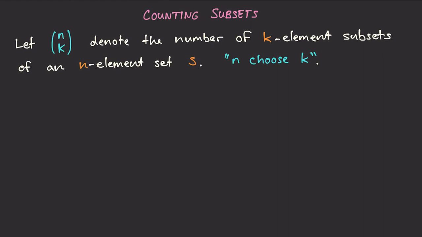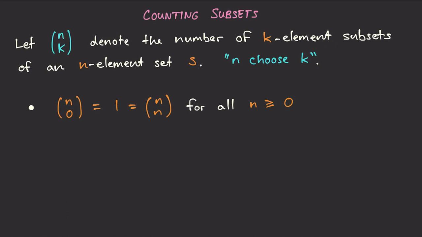Now even if I haven't given you a formula to compute this, it's easy to figure out what it is in certain examples. For instance, for any n at least 0, n choose 0 and n choose n are both going to be equal to 1. That's simply true because if I have an n-element set, it will have exactly one 0-element subset, the empty set, and it will have exactly one n-element subset, the set itself.